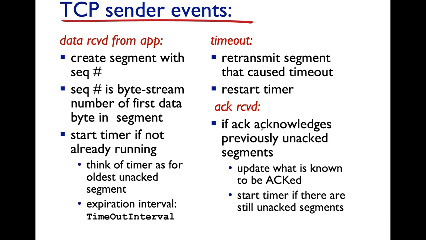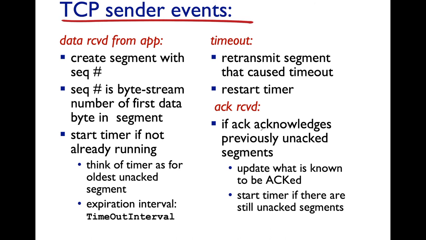We have data in the TCP on the sender received from the application. What do you do? You create the segment with some sequence number, and that sequence number is a byte stream number. It's the number of the first byte in the data segment, where it sits in that virtual stream. You start the timer if it's not already running, and you can think of the timer as being associated with the base of the send window, for the oldest unacknowledged segment.